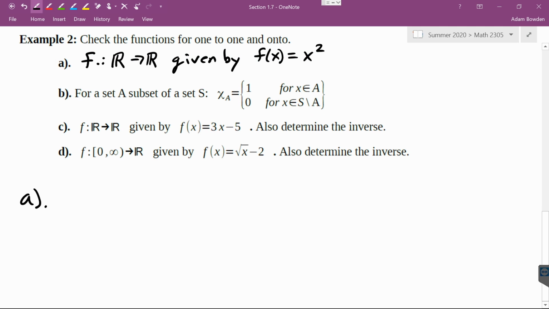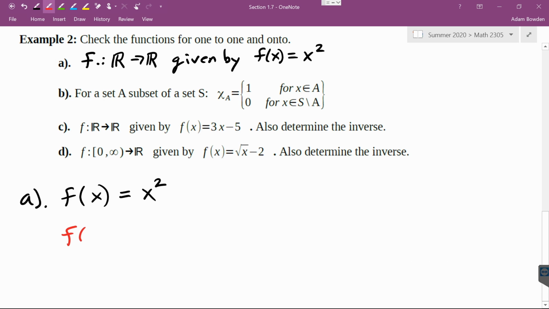So let's look at some examples and determine if these functions are one-to-one and onto. Let's start with the function from the real numbers into the real numbers given by f of x is equal to x squared. Do we think that this is first off one-to-one? If that's the case, what we would be thinking of is, is it possible to plug in two different numbers for x and get the same number out for both?